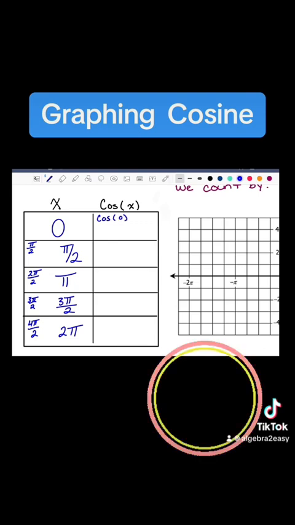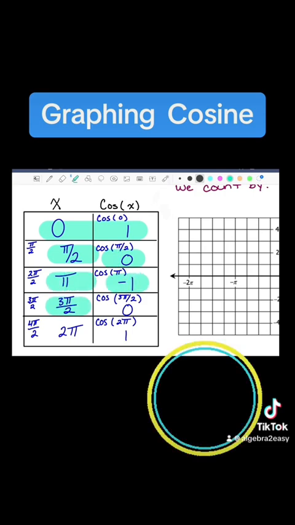Cosine of 0, well, cosine of 0 is 1. Cosine of pi over 2 is 0. Cosine of pi is negative 1. Cosine of 3 pi over 2 is 0. And cosine of 2 pi is back to 1. So here we have our ordered pairs: 0, 1; pi over 2, 0; pi, negative 1; 3 pi over 2, 0; 2 pi, 1.